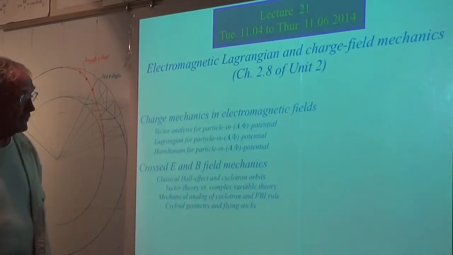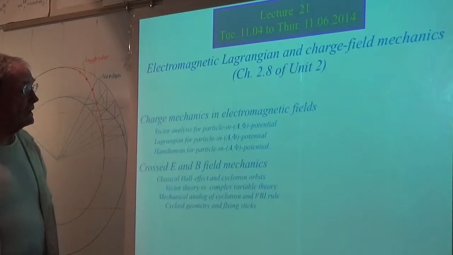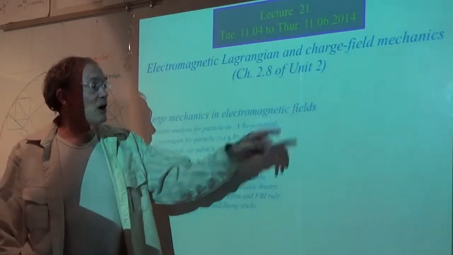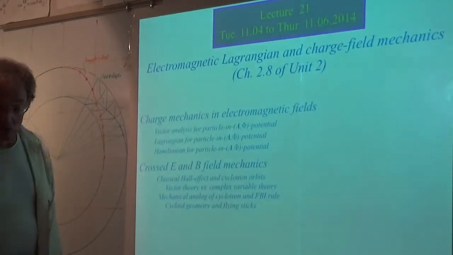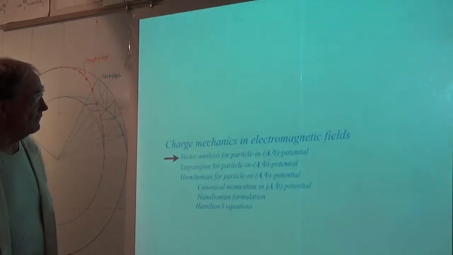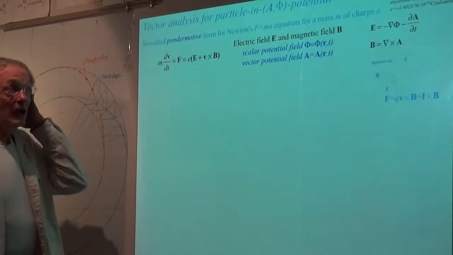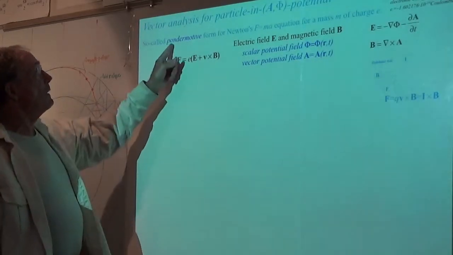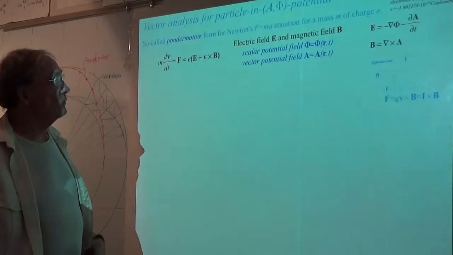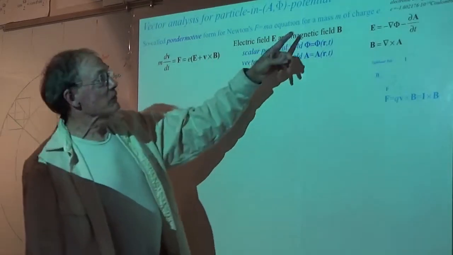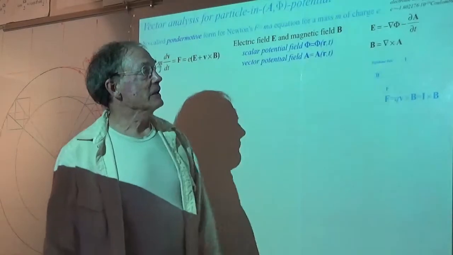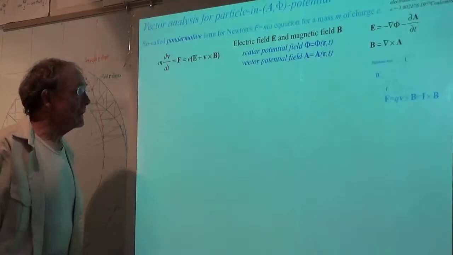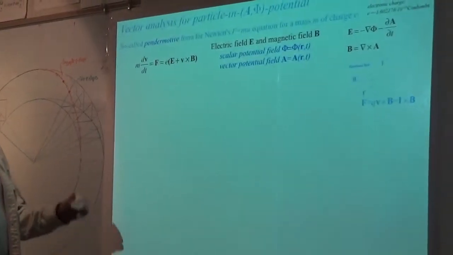We're going to look at that because that's what we get against cycloids and trajectories when you put it in a field that's constant. So let's take a look first at the vector analysis and the FBI rule. This is the so-called ponder-motive form of Newton's F equals ma equation for a mass charge E, say an electron, which is 10 to the minus 19 times 1.6 roughly.